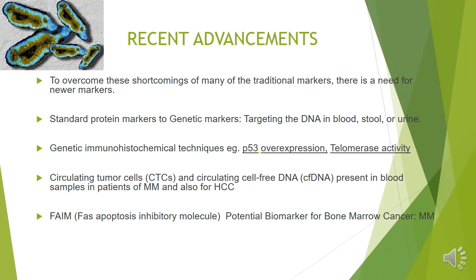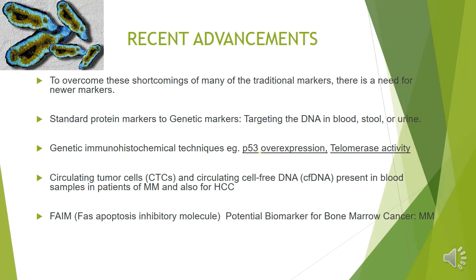Some genetic and immunohistochemical techniques, p53 overexpression, telomerase activity, are now coming very fast. Cell-free DNA, as you know, is detected by next generation sequencing. So in multiple myeloma, hepatocellular carcinoma, those kinds of tumor markers are coming very soon. Also a potential biomarker for bone marrow cancer, multiple myeloma, is FAIM, fas apoptosis inhibitory molecule. These are some upcoming research.